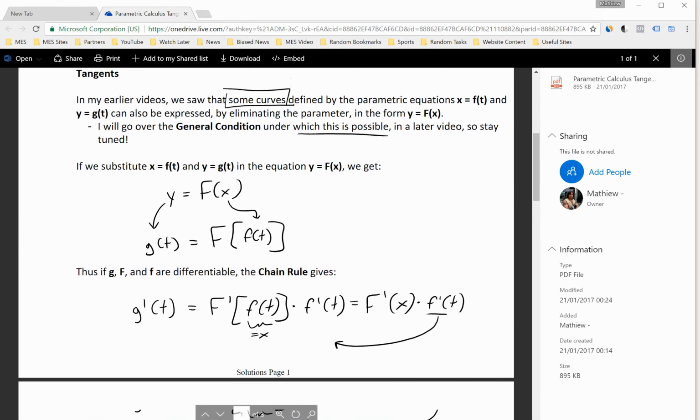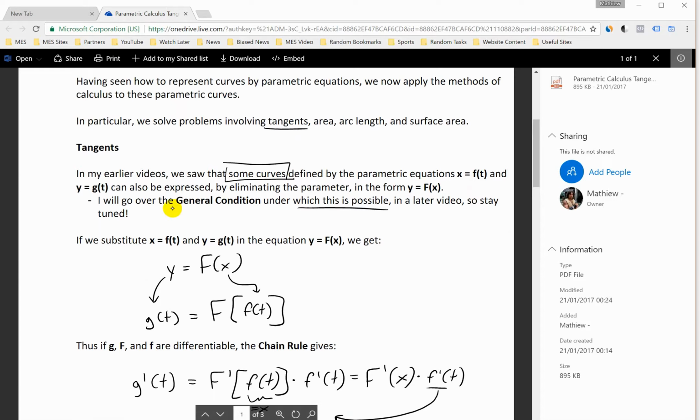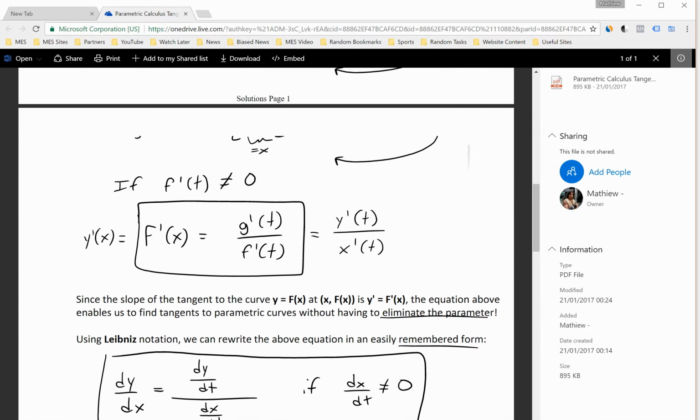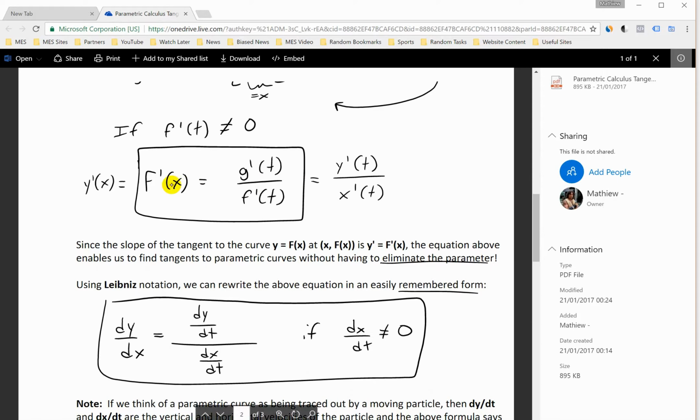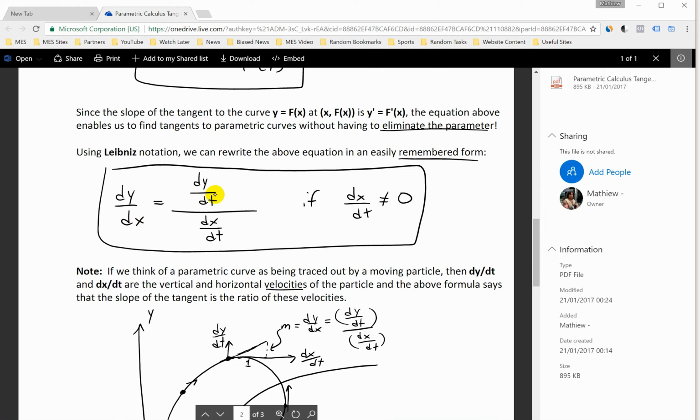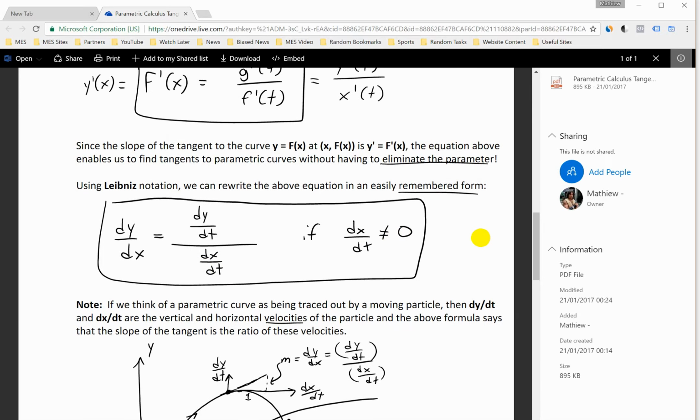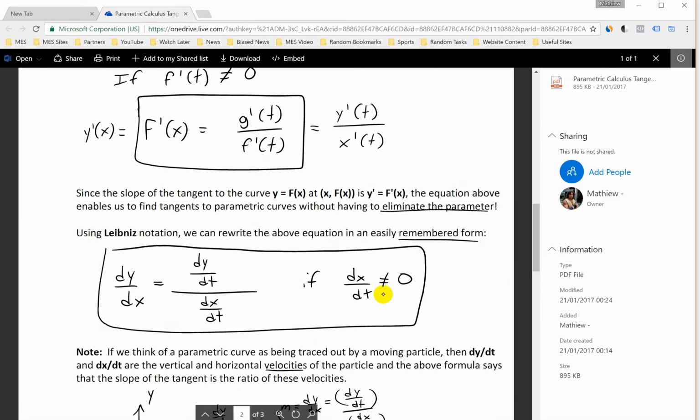I stated that I was going to do the general condition in a later video, and I just assumed that some curves defined by these parametric equations can be expressed, by eliminating the parameter, in the form y equals f of x. Then I determined that the slope, dy over dx, is equal to dy over dt over dx over dt, where the bottom one is not equal to 0, otherwise you have an undefined slope. The bottom part, dx over dt, is the derivative f prime of t.